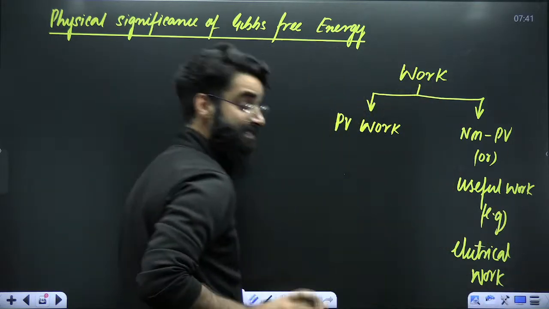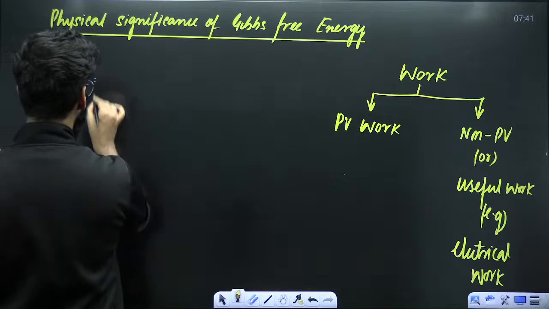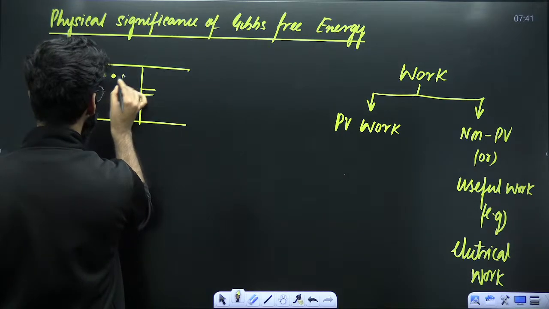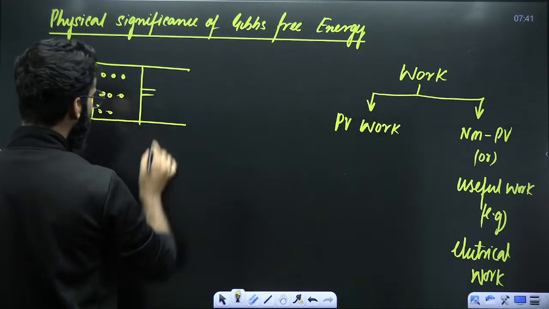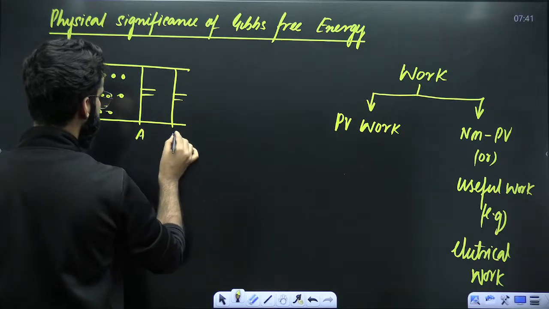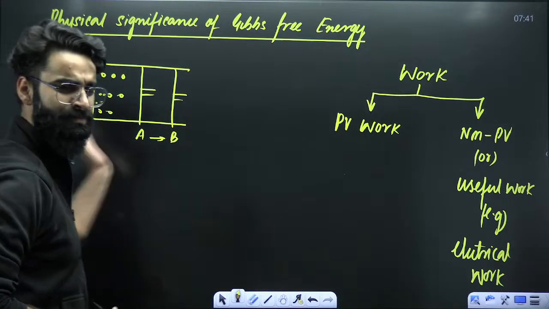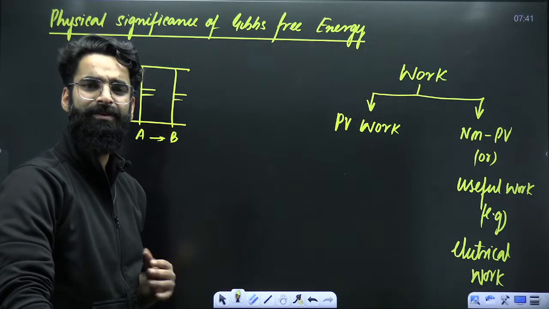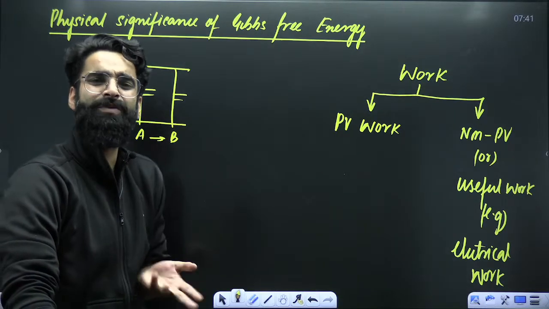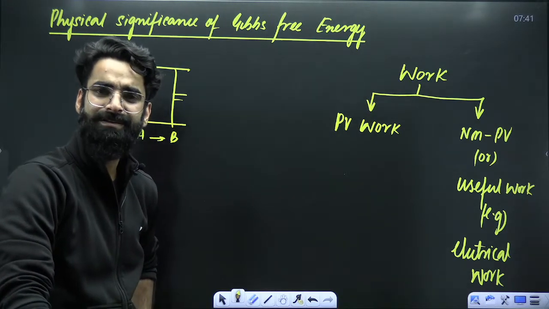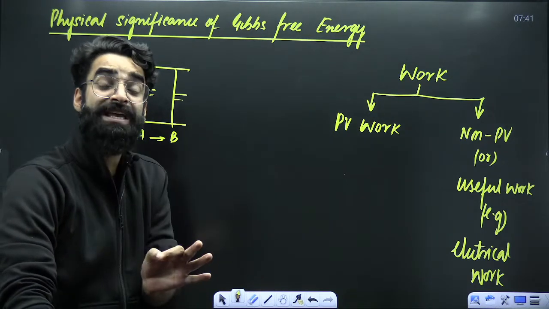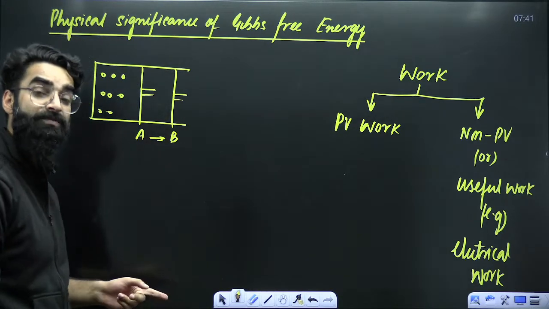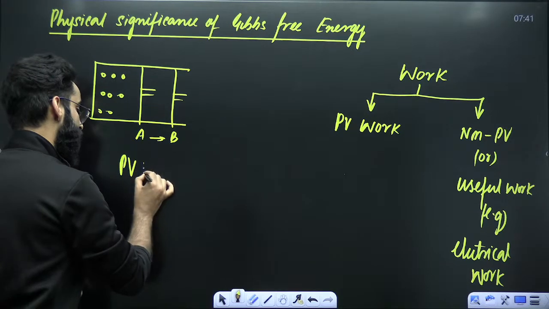Now, what do all these things mean? For example, this is the container, and in this container I have kept an ideal gas. Now, for example, the piston is moving from A to B against external pressure. So this is expansion. Whenever there is expansion or compression in the presence of external pressure, energy is exchanged between system and surroundings in the form of work. And that work is what you call PV work, pressure volume work.